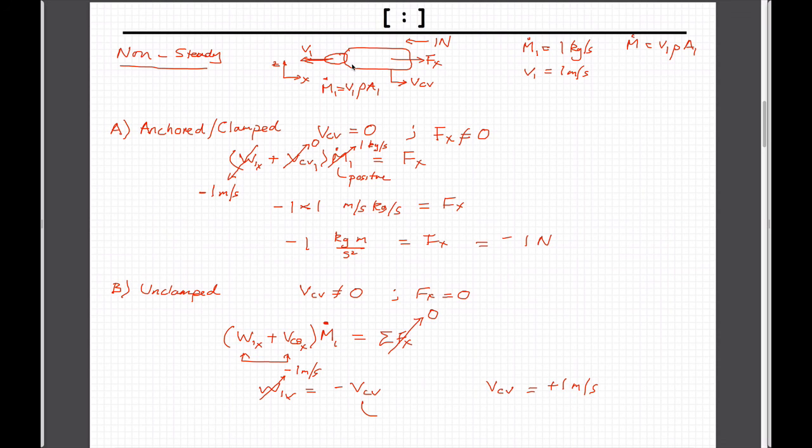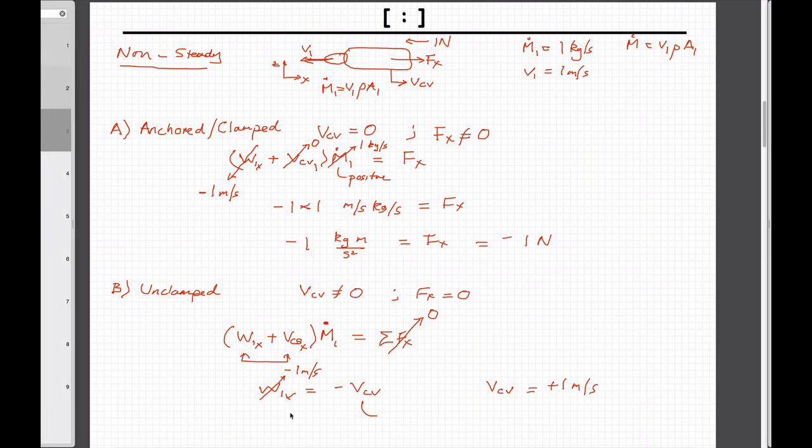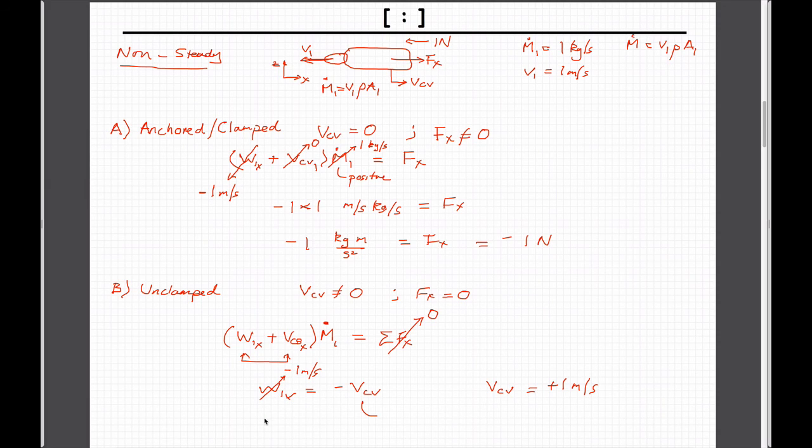In this particular case, this is the velocity relative to the control surface. We don't have to do any manipulations. You remember last time we said that the velocity relative to the vane is equal to the static velocity plus V control volume, and we rearranged it to take this over to the other side, and then we could substitute in this. We don't need to do that in this case.